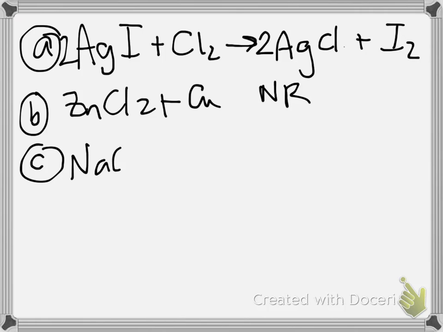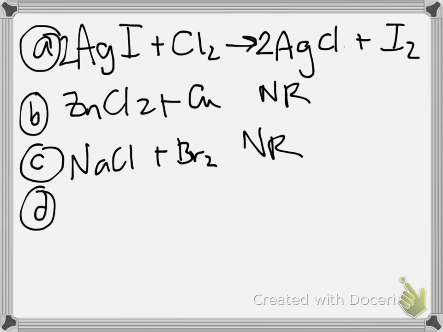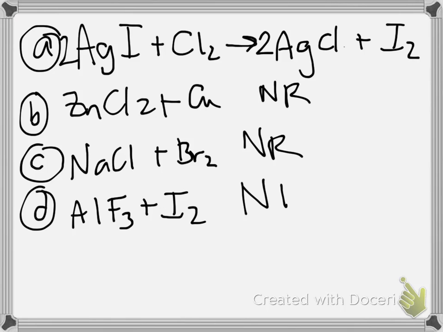C, we have sodium chloride and bromine gas. What could the bromine potentially replace? The chlorine, right. And will it? No. So that's no reaction. D, we have aluminum fluoride mixed with iodine. What could the iodine potentially replace? Fluoride, because it's the other halogen, and it won't. Iodine is the least active of the halogens. It won't replace anything. Okay.